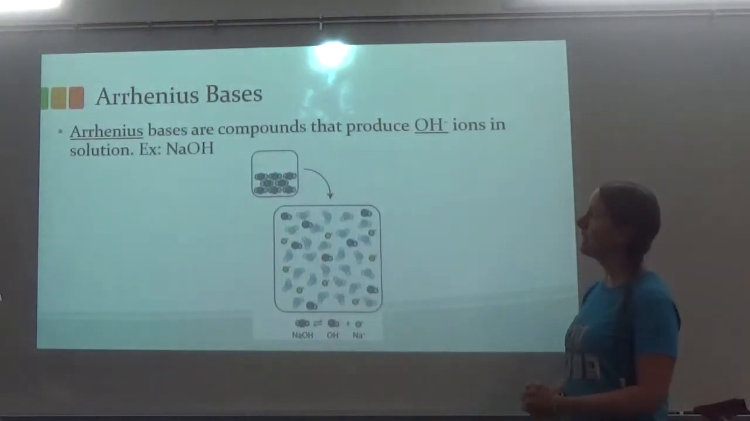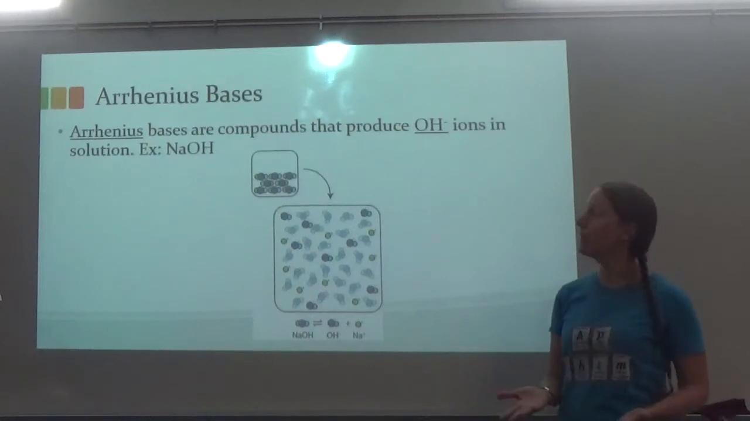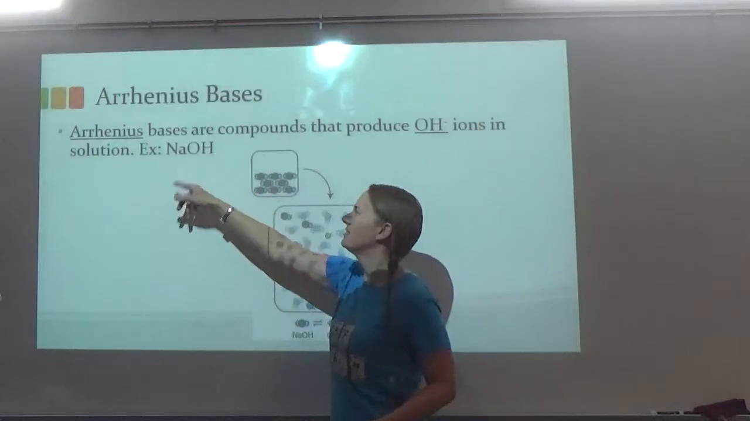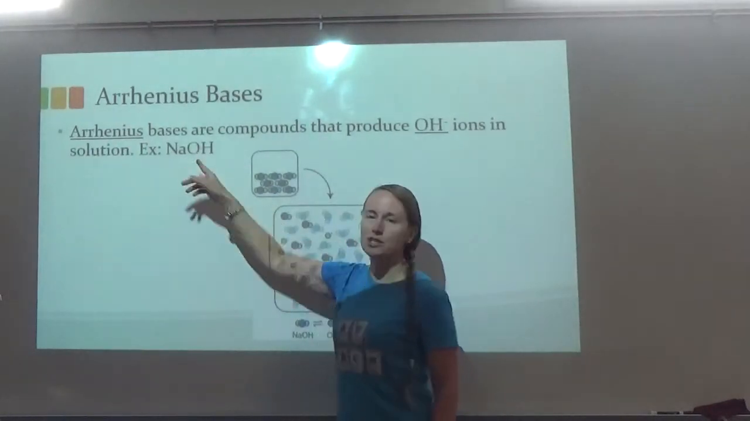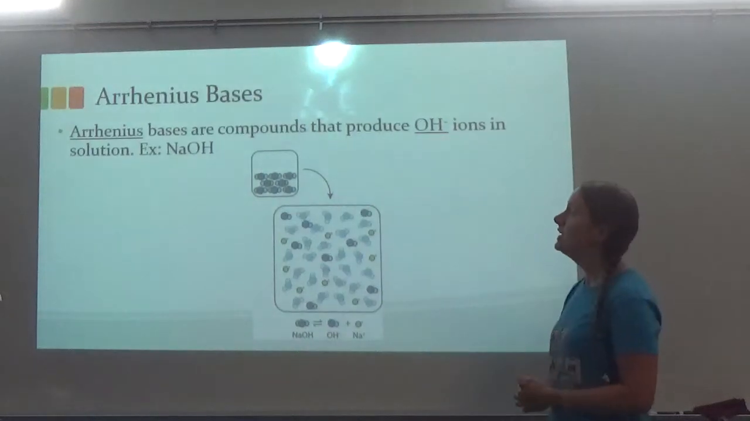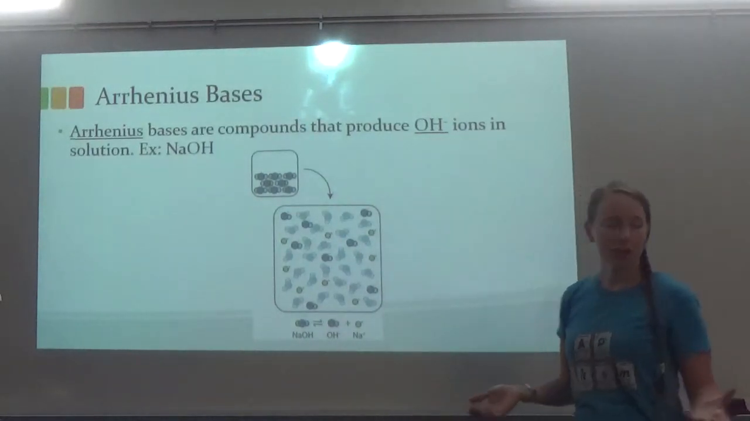Arrhenius bases, on the other hand, are compounds that produce hydroxide, or OH- ions in solution. So for example, NaOH produces Na+ and OH- when it dissolves in water. So an Arrhenius base produces OH-.